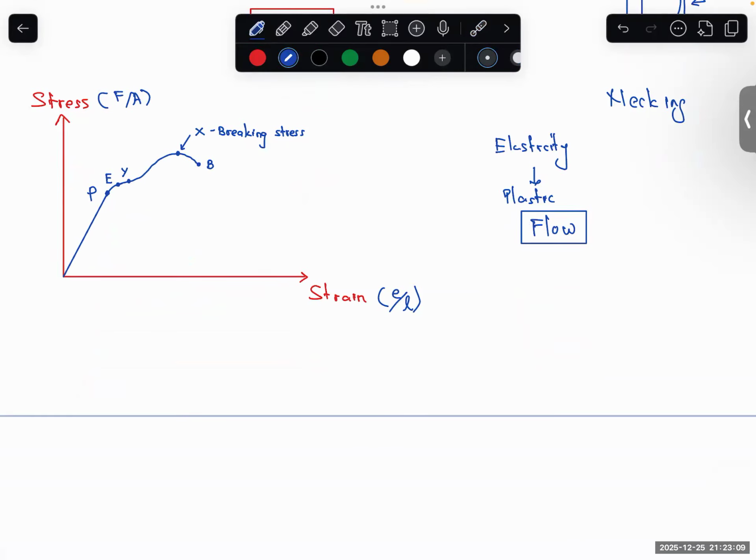Now, what do you think is given by the gradient of the graph until P? Anybody? Young's modulus. Exactly. Because it's stress divided by strain. So it's Young's modulus.